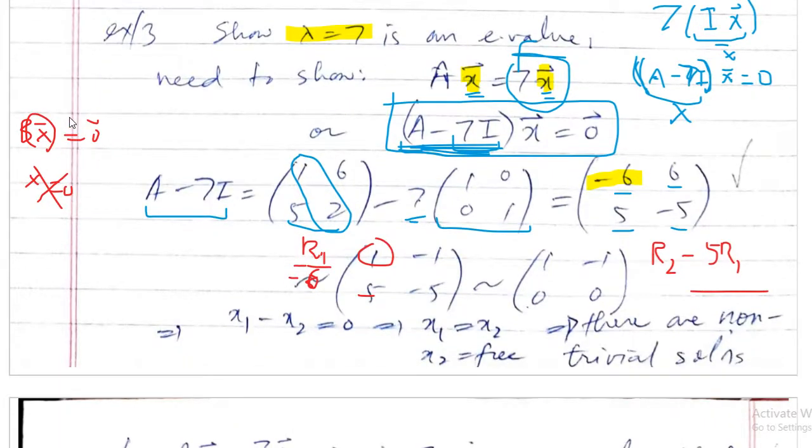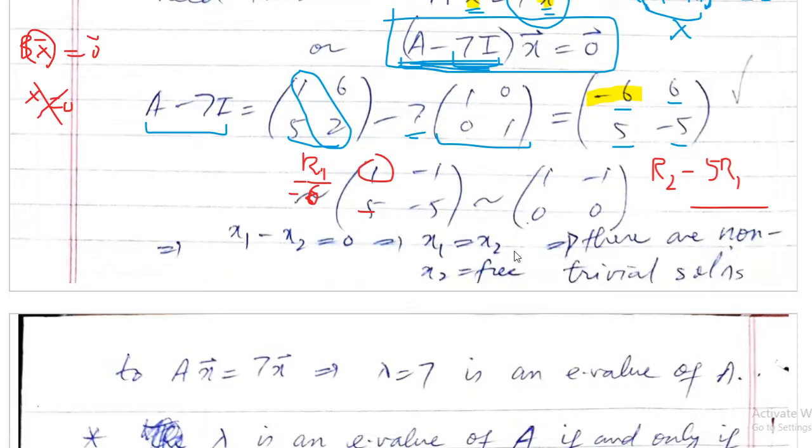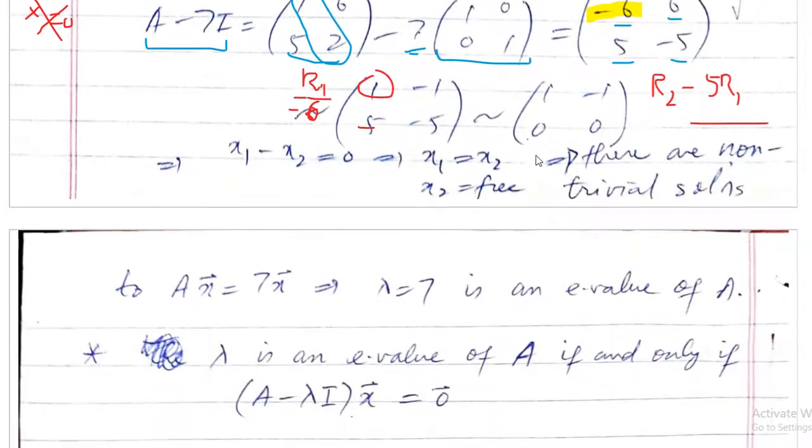Non-zero solutions you will only get if one of the rows becomes 0, if one of the variables is free. Now if you write the system here, x1 minus x2 equal to 0, and this is 0 equal to 0.